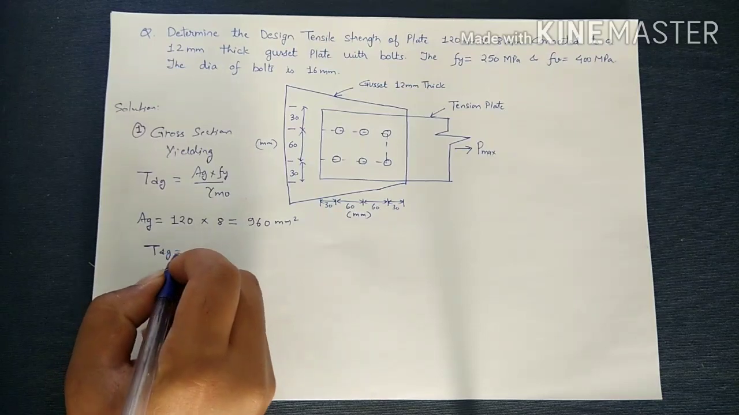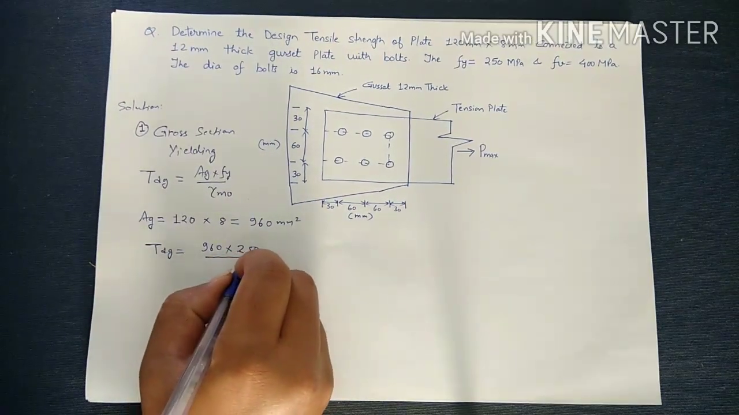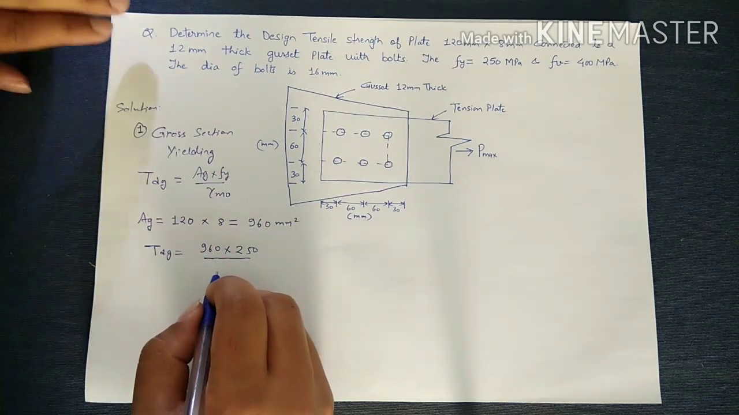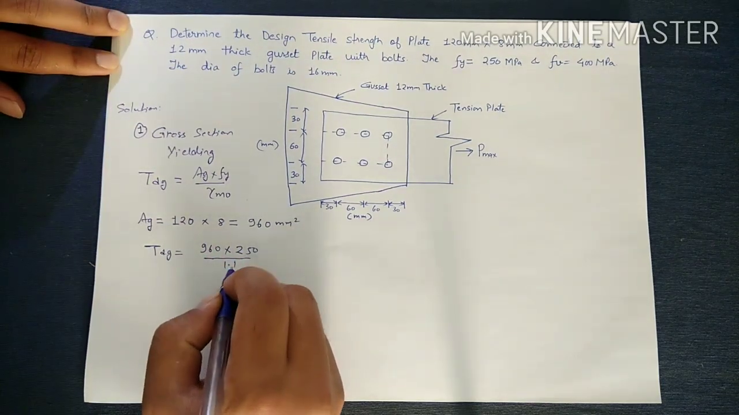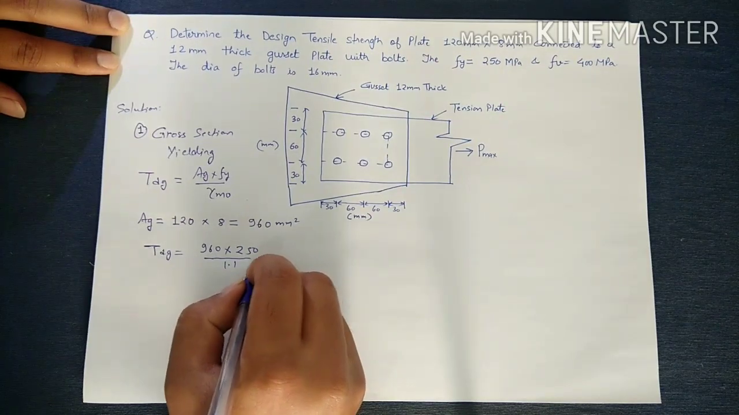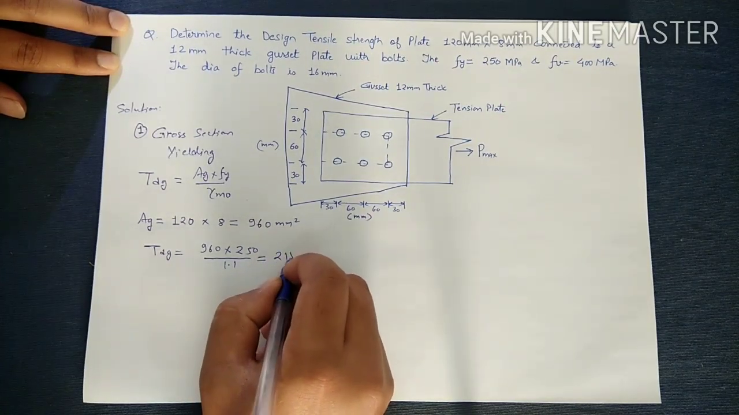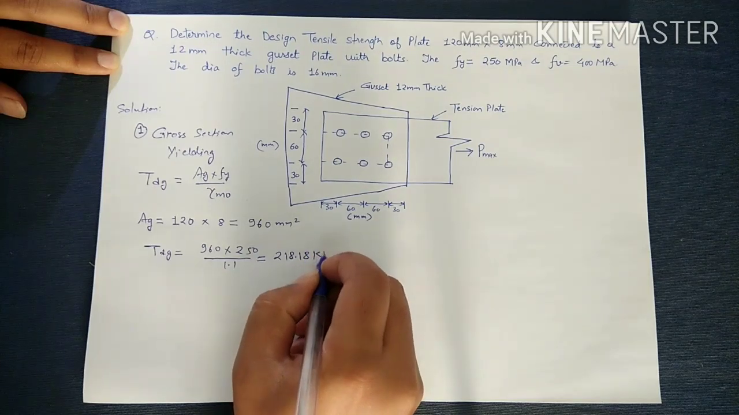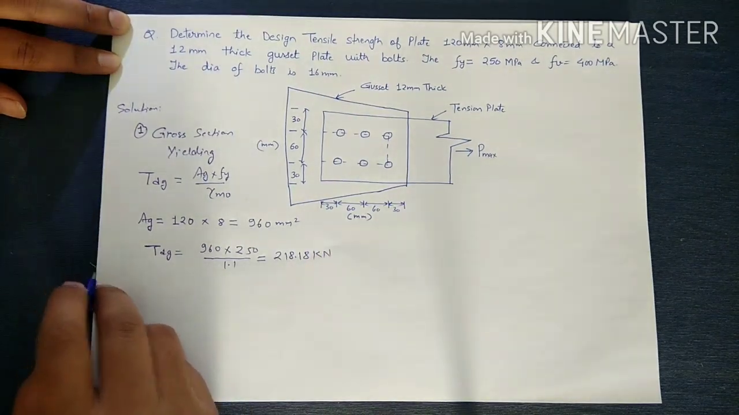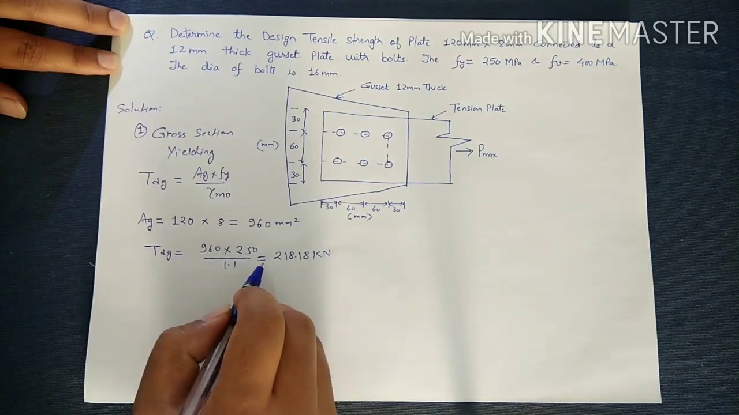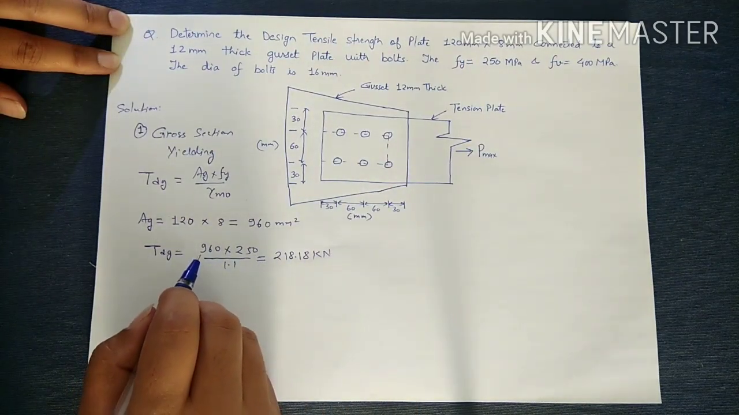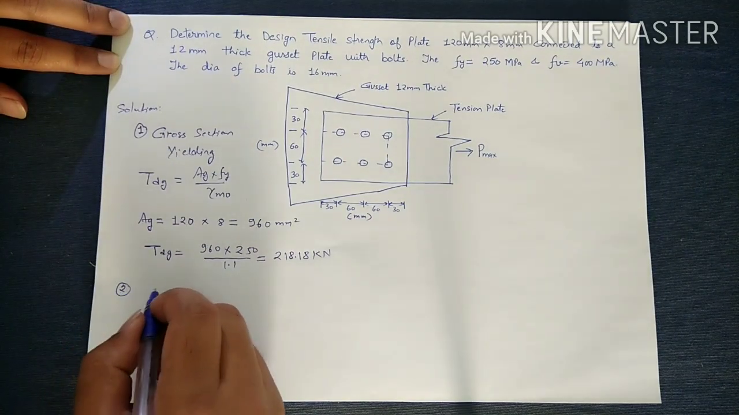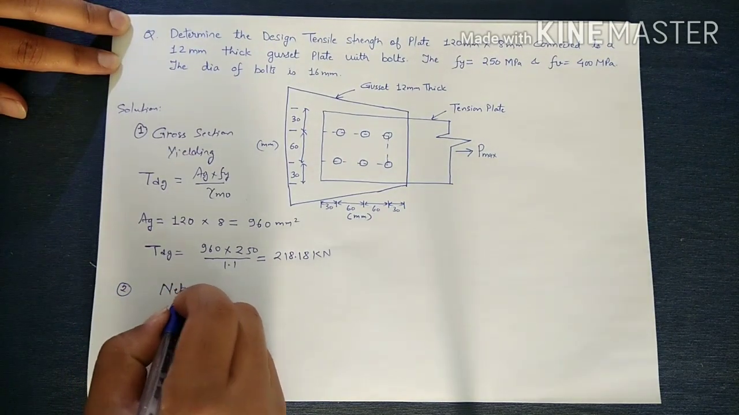Fy is your 250, so putting this value in TDG, and the partial safety factor, we all know that gamma m0 is 1.1. On solving, we get 218.18 kilonewton. Its value comes in Newton, I have directly converted into kilonewton. Okay. Second part, that is your net section rupture.